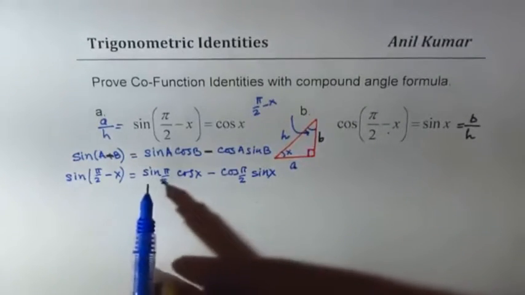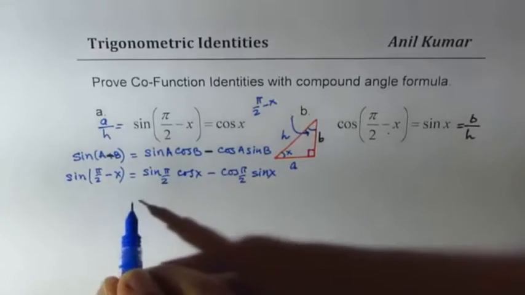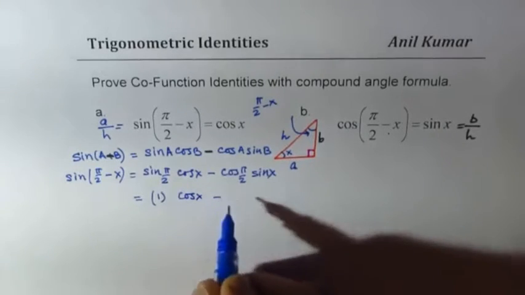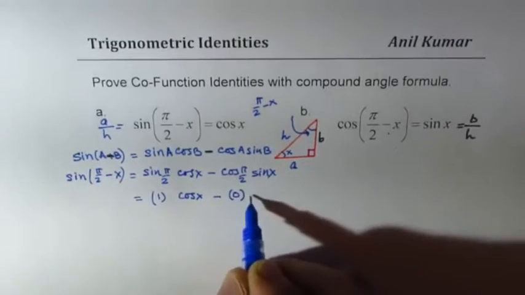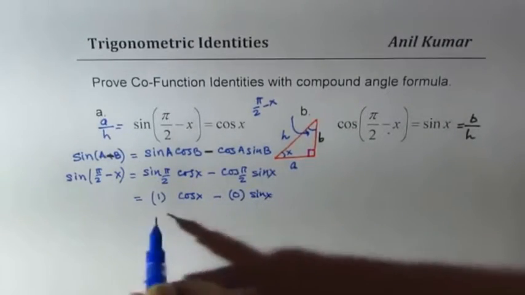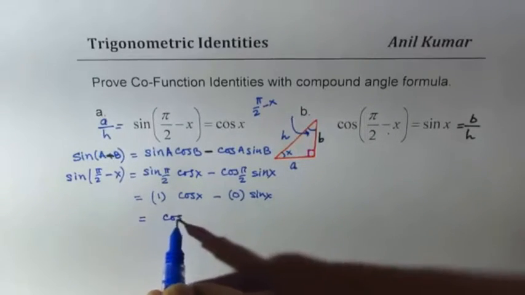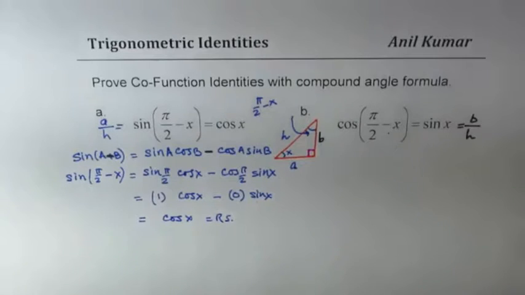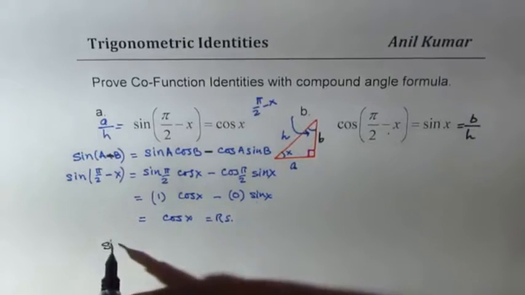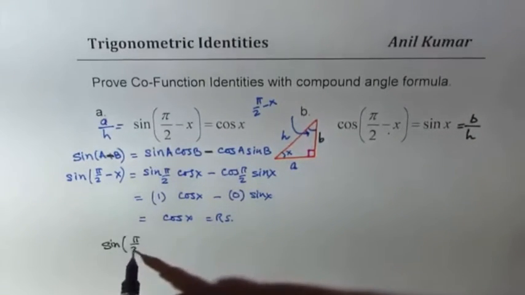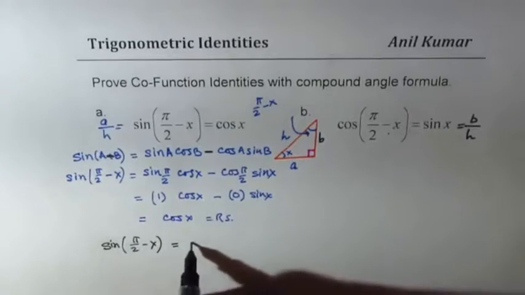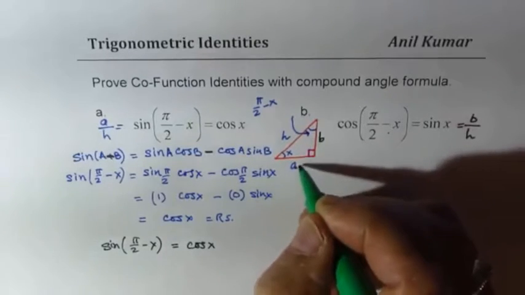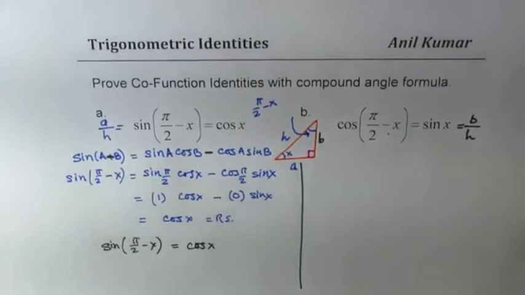So we get sine of pi by 2 cos x minus cos of pi by 2 sine x. Now what is sine pi by 2? Sine pi by 2 is 1, so we get 1 times cos x. And cos of pi by 2 is 0, so 0 times sine x. So clearly what we get here is cos x, which is the right side. So we can say that sine of pi by 2 minus x is indeed equal to cos x. So that is how you could easily prove it.